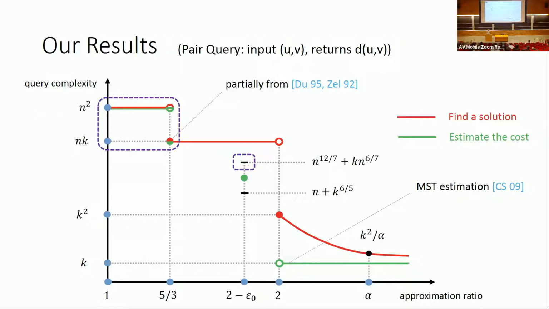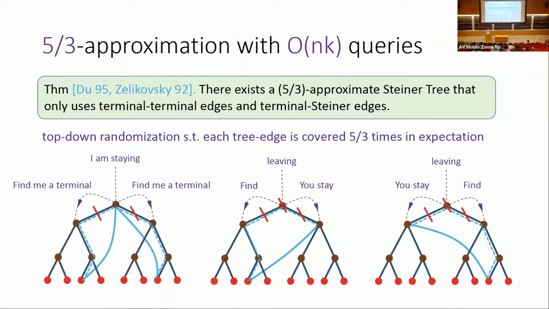So in the remainder of the talk, I'm going to present two results if time permits. The first is the phase transition at 5/3, and the second is the approximation algorithm, a query algorithm for estimating the cost to within a factor better than 2. So yeah, probably it's in PDF mode, so the animations are gone, but I will try my best. Actually, the 5/3 approximation: in order to show the phase transition, we need to show two things.